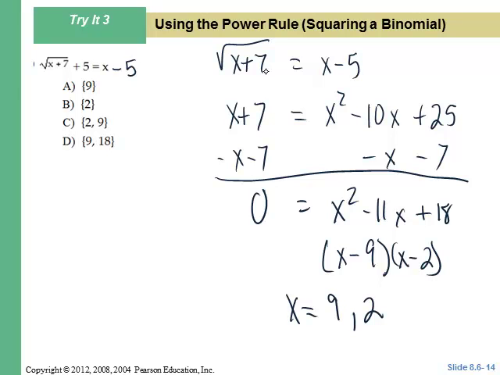9 and 7 is 16. Square root of 16 is 4. 4 plus 5 equals 9. So 9 checks. 2 and 7 makes 9. Square root of 9 is 3. 3 plus 5 is 8. 2 doesn't work. So our answer is just 9.